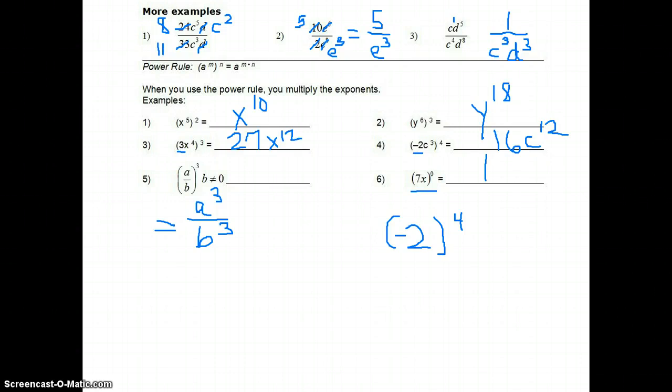Make sure you know all your different exponent laws because they will help you simplify a lot of these problems. In the next video, we will discuss the product rule and negative exponents.